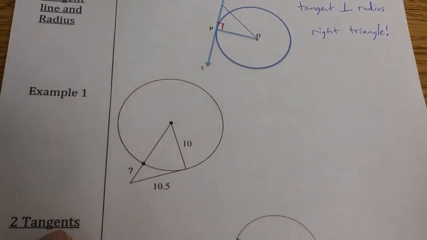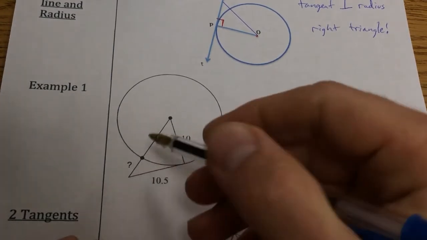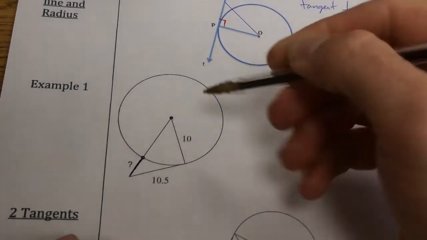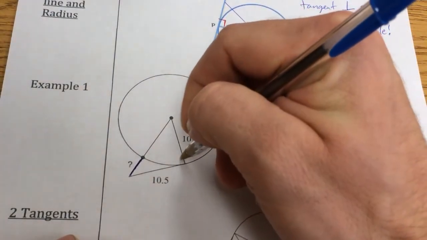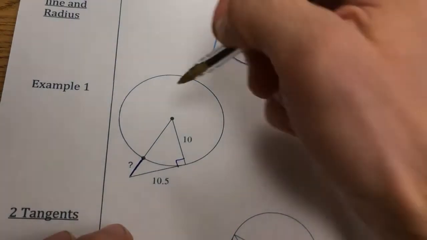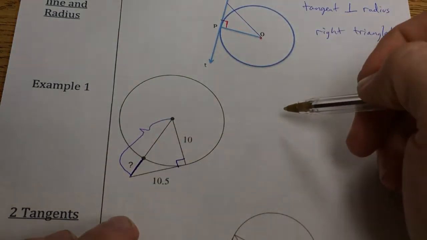So example one, let's look at that. Take a minute, copy this question down. It wants to find the length of just this piece outside of my circle. If I have a radius here that is 10, and a tangent line touching exactly one point, they make a right angle, so I have that right triangle, and I can use the Pythagorean theorem. The Pythagorean theorem will be used to solve for this whole side here, we'll call it side C.